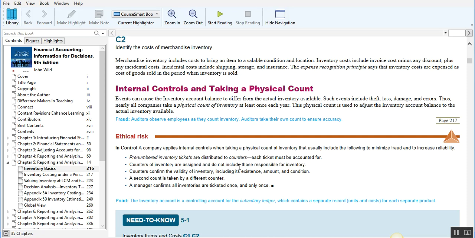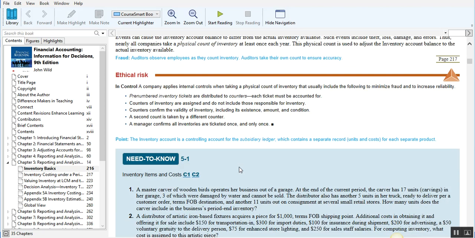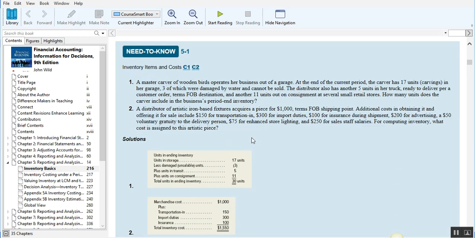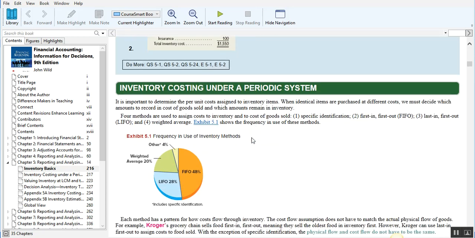So if there's a warehouse manager, that person is not actually going to do the inventory. It'll be somebody else. Counters are going to go through the merchandise inventory in the store or warehouse or wherever it is, and they're going to determine its validity, whether it exists, how much is there, and what kind of condition it's in, and then there will be a second count. So you won't just do one count. You'll have two counters go through and verify the same amount exists in the count. And then a manager will oversee that and confirm the count for the whole thing.